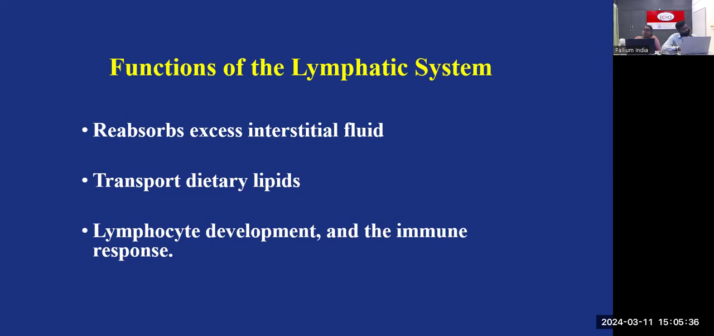And the third function is very important. This is one of the most important functions: lymphocyte development and the immune response. If there is any problem developing in a particular area, that area will be prone to infection because there are no lymphocytes and no lymph node there. Any virus or bacteria can easily enter the body because no lymphocytes are there to fight against bacteria.